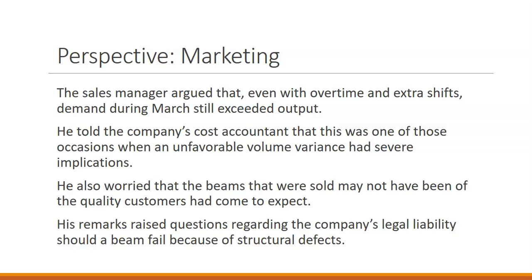So while overall, from the perspective of the company, they had a manufacturing variance that was favorable for $80 for the entire month, those unfavorable balances could have more significant impacts to the company as a whole.